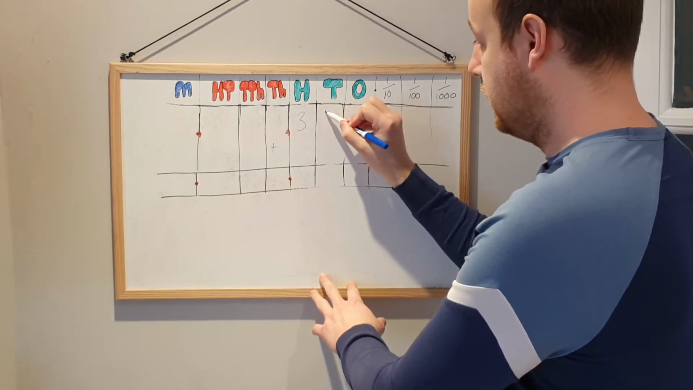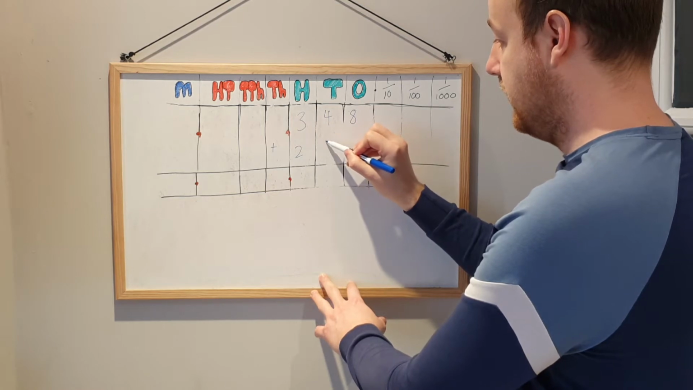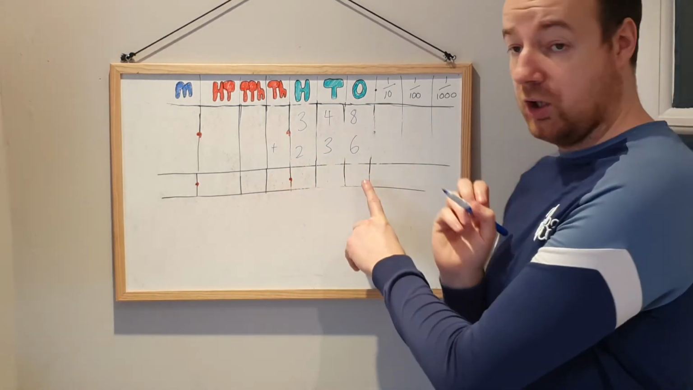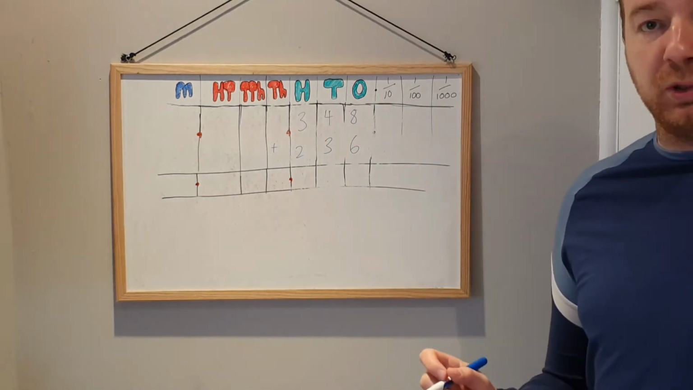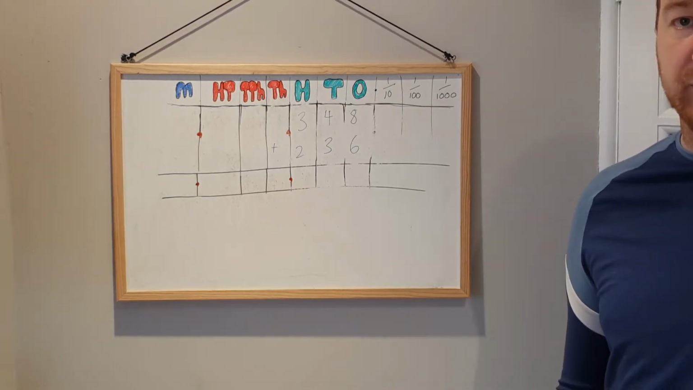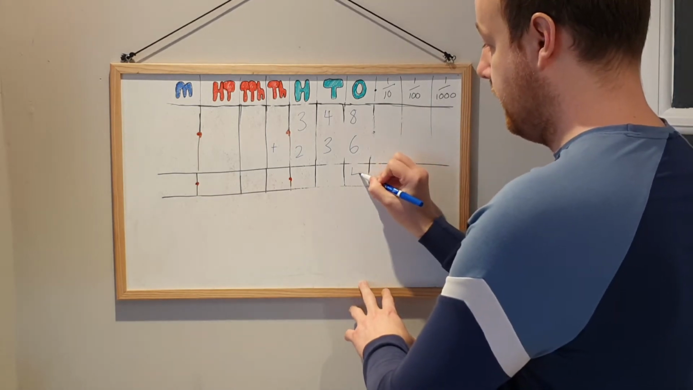So 348 add 236, for example. Again, I always start with my lowest number here, my ones column. 8 add 6. Hopefully by now you know it's 14. If you said 13 or 15 or anything like that, you know that you've probably made a mistake. 8 add 6 is 14.